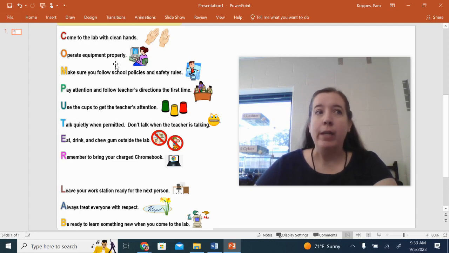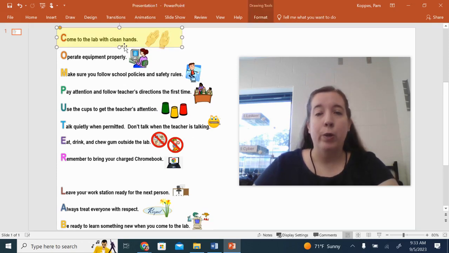Today we are going to be going over the rules of the computer lab. This poster is shown in several places in the classroom and it tells my expectations, which spell out the words computer lab. We're going to go through and practice those rules today to make sure that everybody knows what's expected.